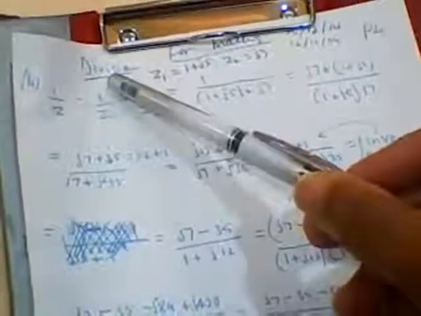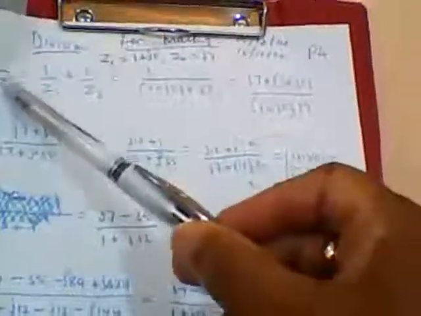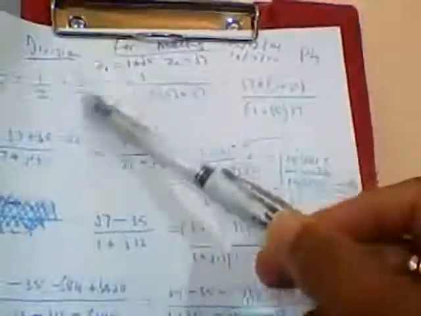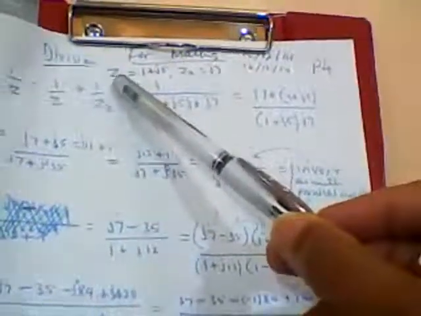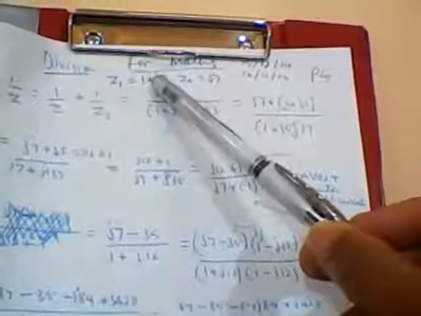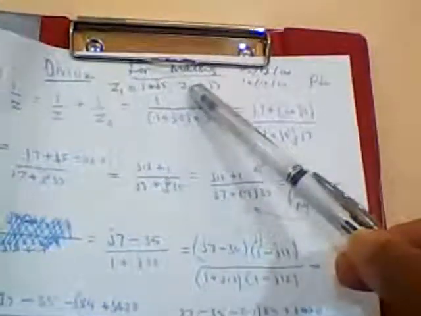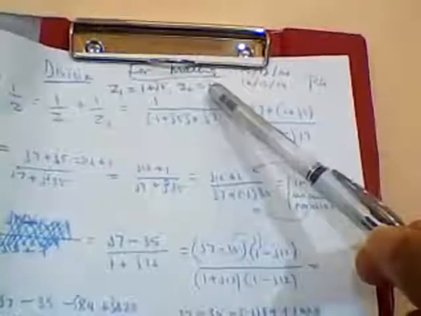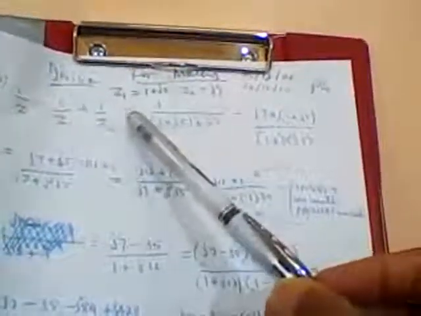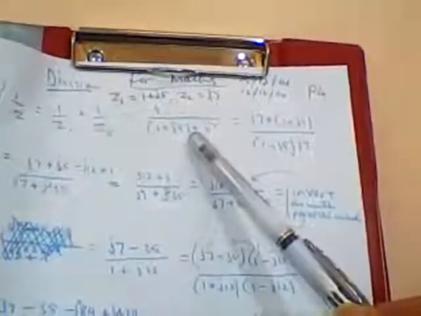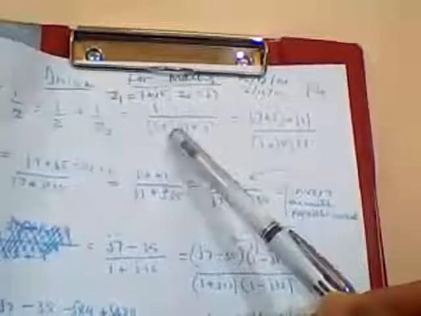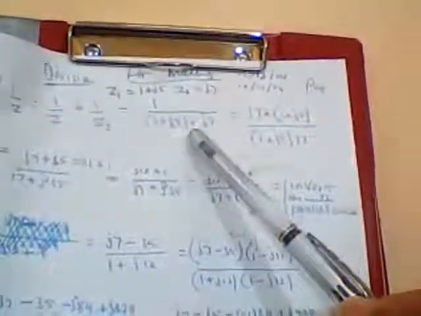Now, I'm looking at division in regards to j notations. What we have here is a formula: 1 over Z equals 1 over Z1 plus 1 over Z2. Here we've been given the values of Z1 equals 1 plus 5j, Z2 equals 7j. Now to begin the process, I need to write this out in this manner: 1 over 1 plus j5, plus j7.